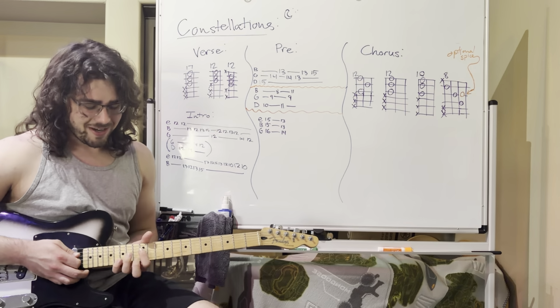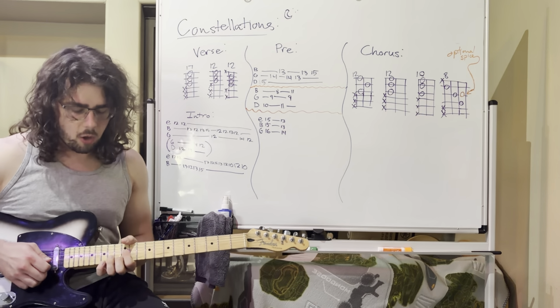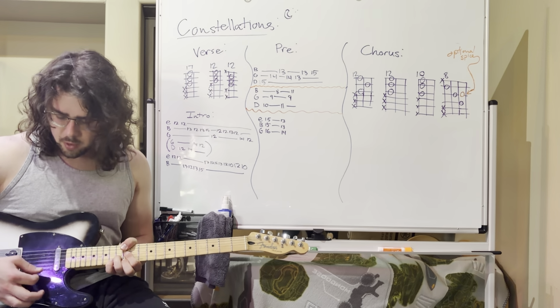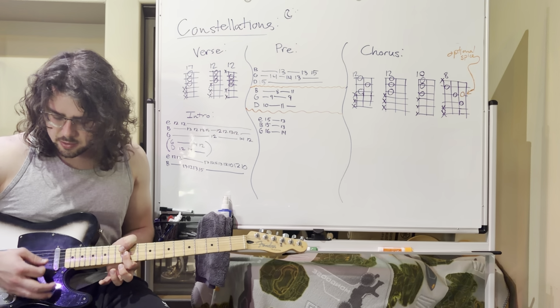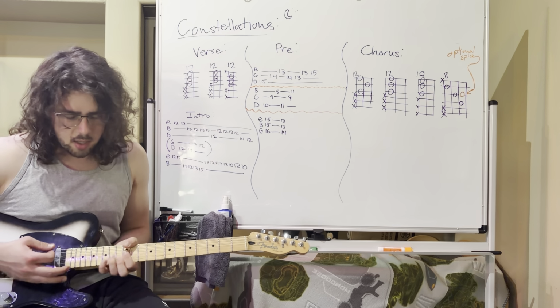Let's just play through it. And it's all downstroking like from the verse. Very simple. So all together with singing, it's like, run your hands over my constellations, baby.